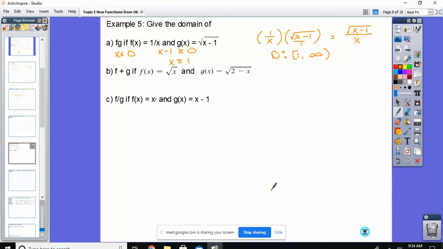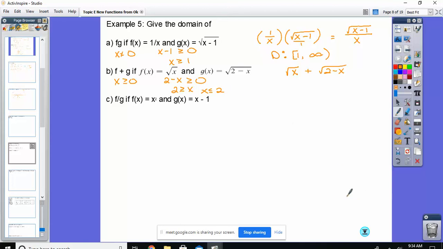Alright, second one, f plus g. f of x is the square root of x plus g of x is the square root of 2 minus x. Can I actually add those and get anything? No. Okay. If I'm looking at the domains, first one's under a square root, so I know it's got to be positive, so x is greater than or equal to 0. Second one is also under a square root, so 2 minus x is greater than or equal to 0. If I add my x over, I get 2 is greater than or equal to x, or x is less than or equal to 2.